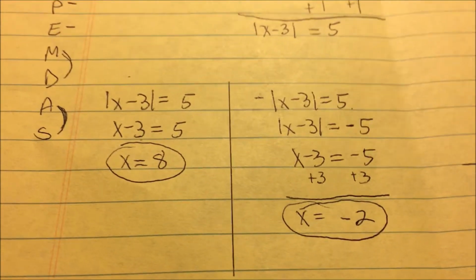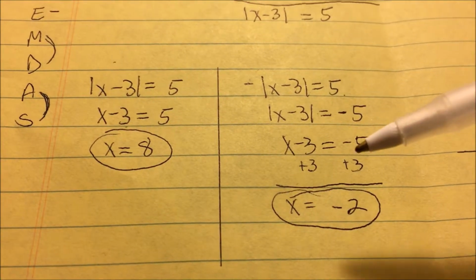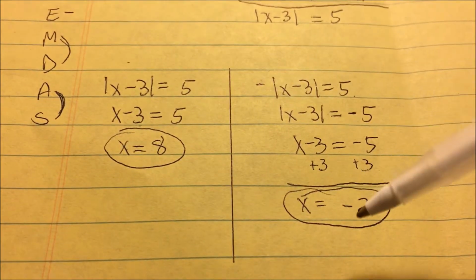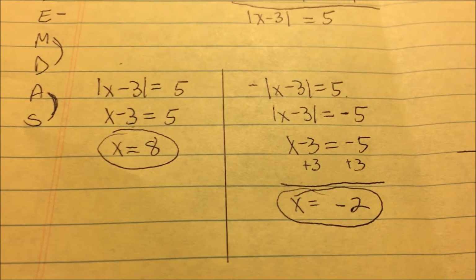Now, when it's an equal sign, then you're going to continue on the problem and just say that those are the answers right there. Okay, so that's one type of problem that you'll do. The other type of problem you'll do is inequality signs.